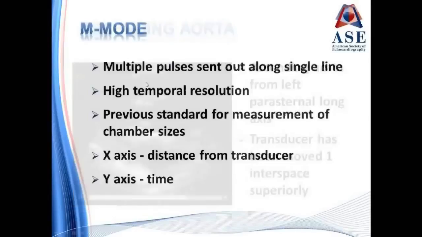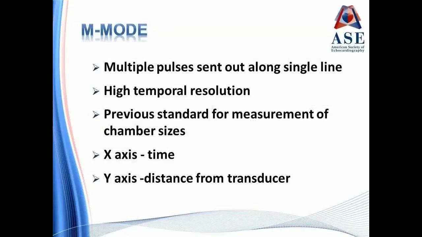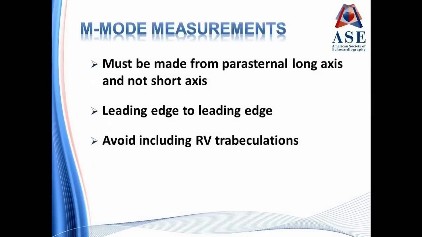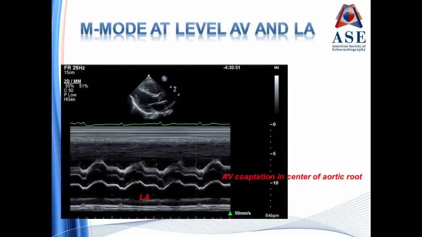Now, M-mode is still done in many labs. Multiple pulses are sent out along a single line. The advantage of M-mode is that it has very high temporal resolution, and previously it was the standard for measurement of chamber sizes. When making M-mode measurements, it's important that they be made from the parasternal long axis and not the short axis, and I'll show you why in just a moment. The measurements are made by convention from leading edge to leading edge. And when measuring the interventricular septum, it's important to avoid RV trabeculations.